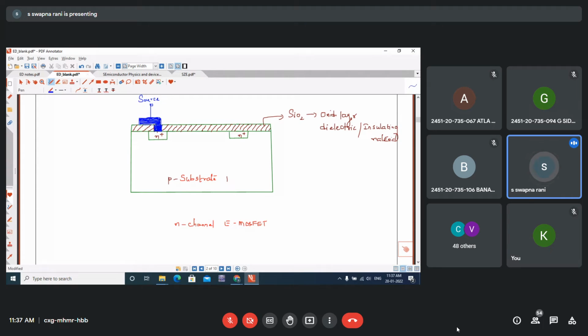And here also holes are cut into the oxide layer, and the metal is deposited so that contacts are made for the two N plus regions. One will be acting as source and the other will be acting as drain. This is drain.